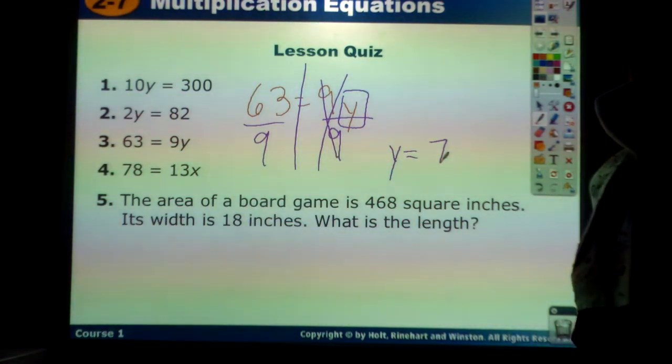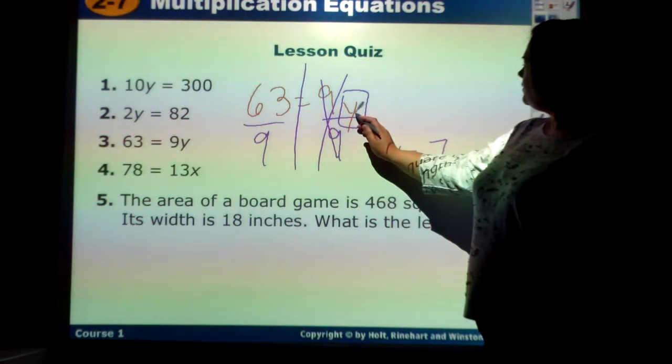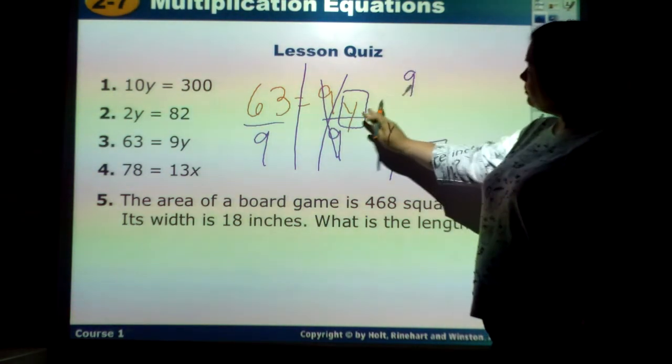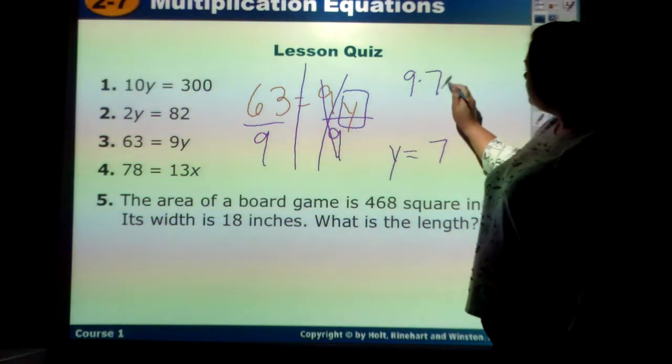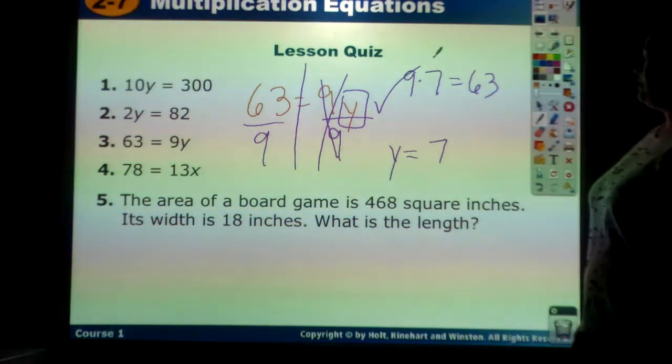To check your answer, you put in 7 in the place of y. 9 times 7 is 63. So yes, that checks out.